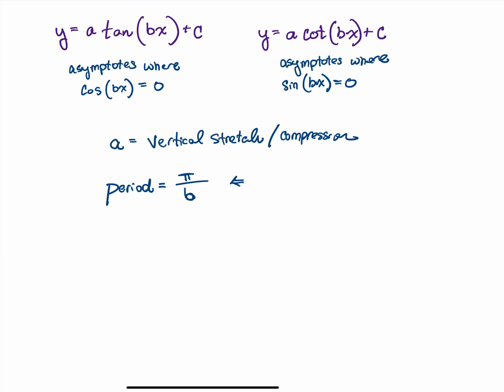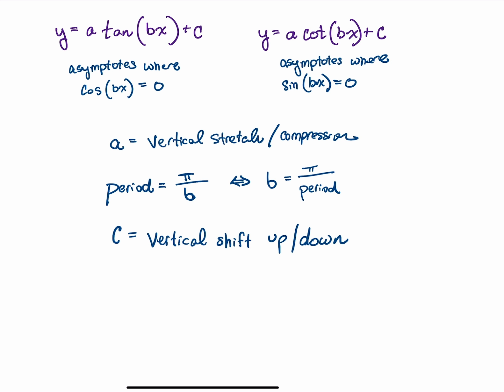So we can create a similar statement if we flip this around. We could say this number b equals pi divided by the observable period if we were looking at a graph and trying to produce the equation. And then this number c on the outside of the function, that'll be our vertical shift, either up or down. And if you studied graphing transformations before, you would expect to also see horizontal shifts. We're going to cover that in a separate video for the next section, so we'll leave that out for now.